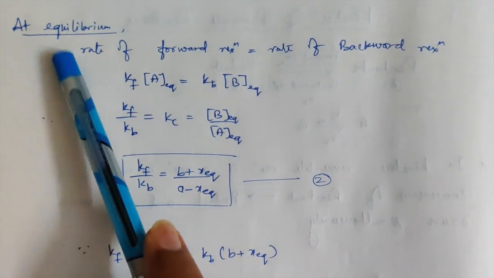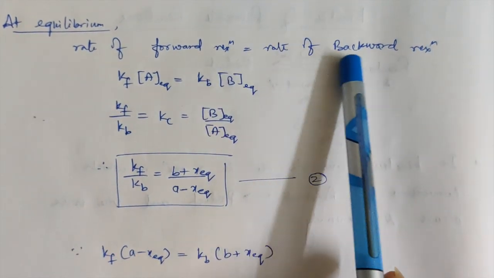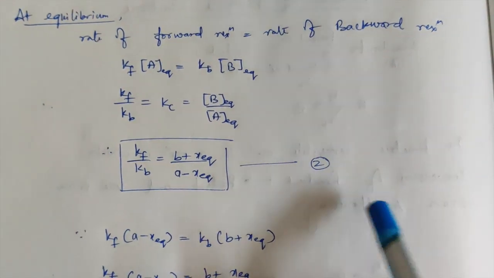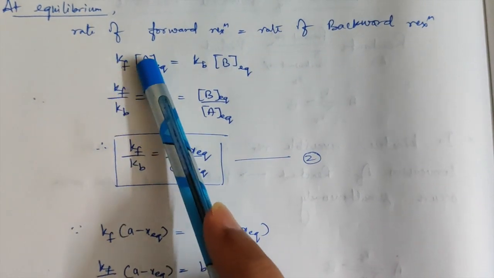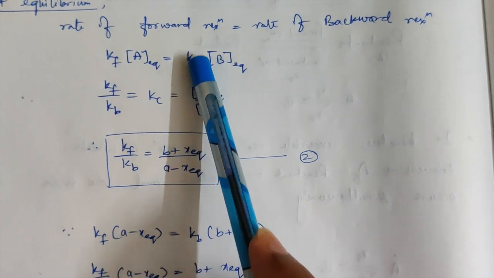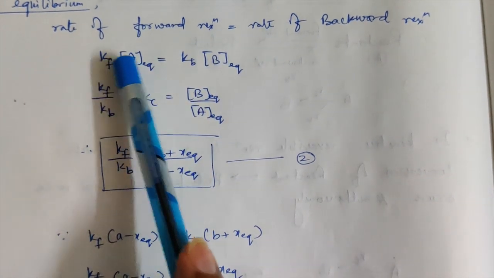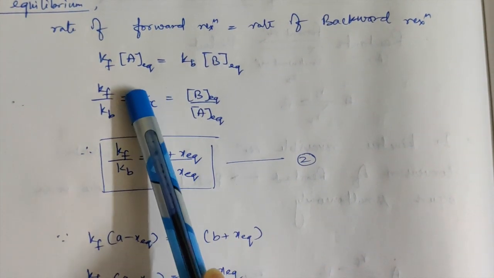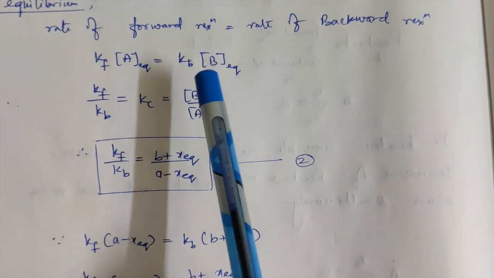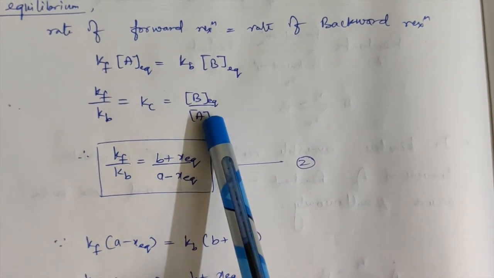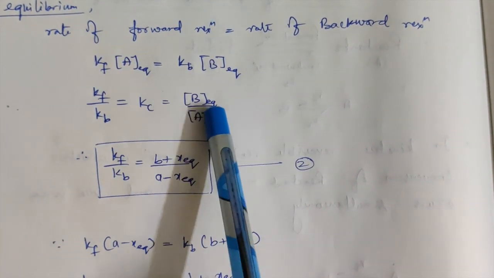Now what will happen at equilibrium? At equilibrium your rate of forward reaction will be equal to the rate of backward reaction. The rate of forward reaction is Kf into AEQ, that is the concentration of A at equilibrium, and similarly the rate of backward reaction will be Kb into BEQ, the concentration of B at equilibrium. Now if I divide, it becomes Kf by Kb, which is equal to Kc, the equilibrium constant, and on the right hand side I have BEQ by AEQ. I have just cross multiplied. So Kf by Kb is equal to BEQ by AEQ.